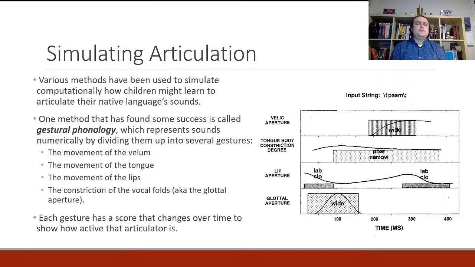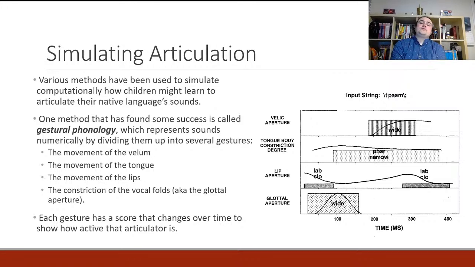The one we're going to zoom into here is called gestural phonology. It represents sounds numerically by dividing them up into a few gestures. So there is the way your velum moves while making a sound, the way your tongue moves while making that sound, the way your lips move, and the constriction of your vocal folds, which they call the glottal aperture in this figure on the right.